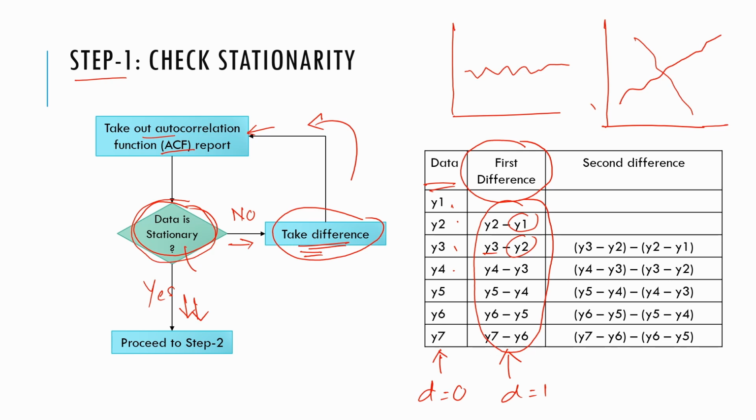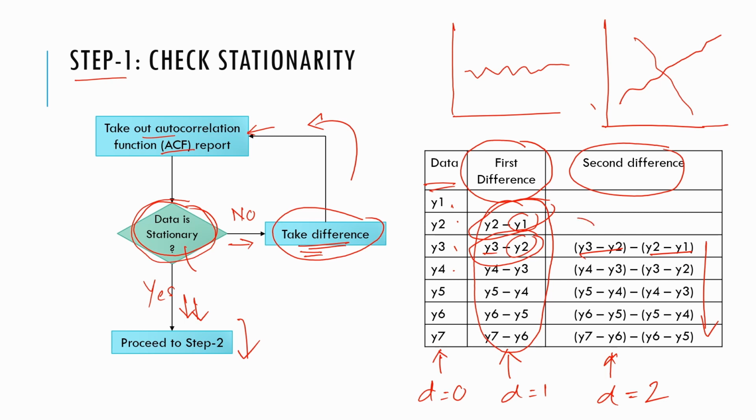If it is stationary, then go to step 2. But if it is still not stationary, then go for the second difference. That means this is d equal to 2. How to calculate the second difference? Simply this minus this, so y3 minus y2 minus y1. In this way, the second difference will be calculated.